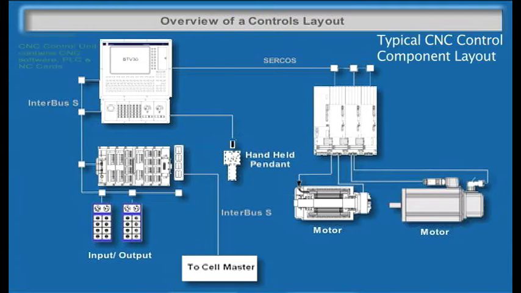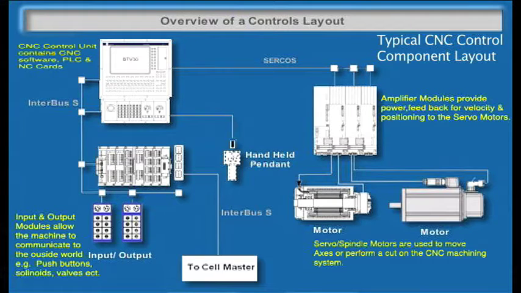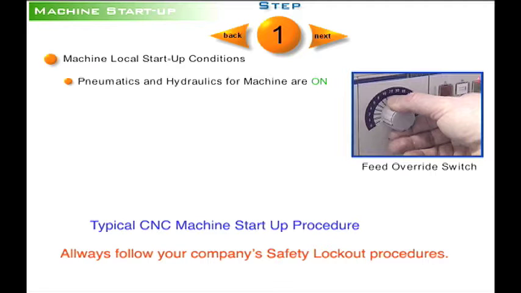Typical CNC machine components are the control unit with CNC software, PLC, and NC cards. The amplifier module provides power feedback for velocity and positioning to the servo motors. Servo and spindle motors are used to move the axes or perform a cut, and the input and output modules allow the machine to communicate to the outside world, such as push buttons, solenoids, and valves, etc.